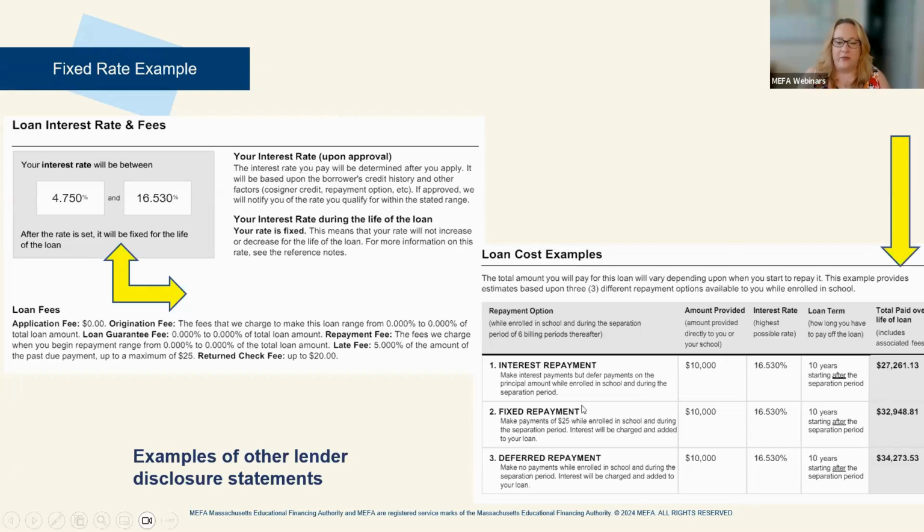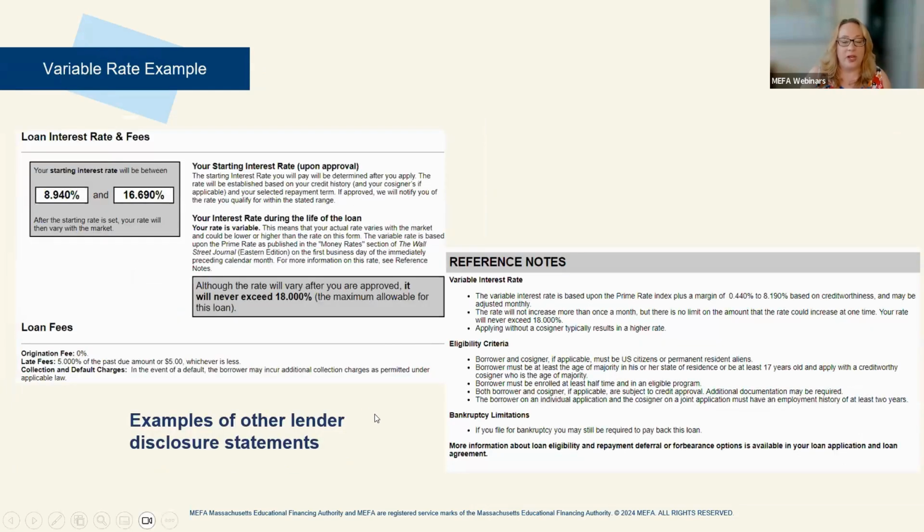You can see the different repayment options they have: interest only, fixed repayment, principal and interest while they're in school, as well as deferred repayment. And you can see as you push out that loan, the cost goes up there. And you can see the total cost much different. So if you look at a variable rate example, it's always going to show you that range of interest rates. So you can see this one for another lender is almost 9% to almost 16.7%, so 16.69%, which is very high comparatively.